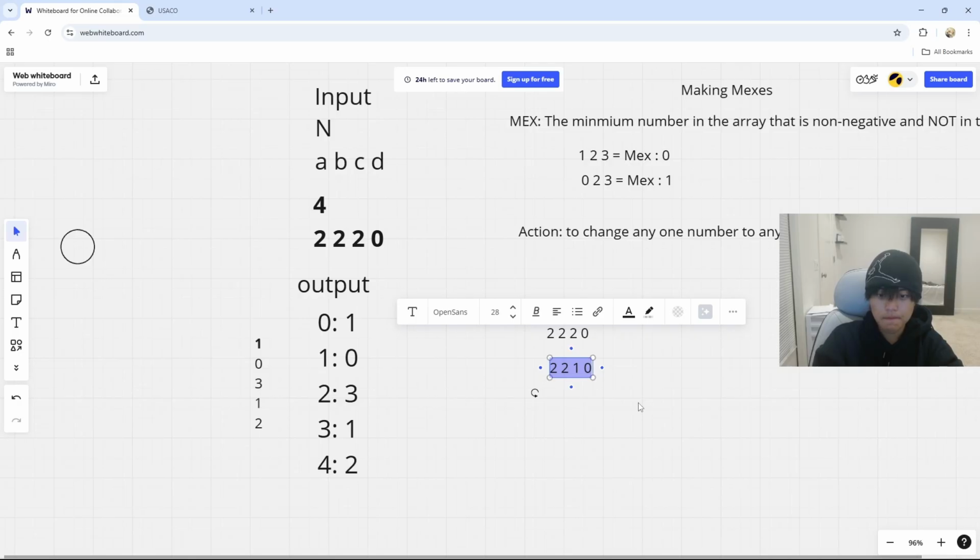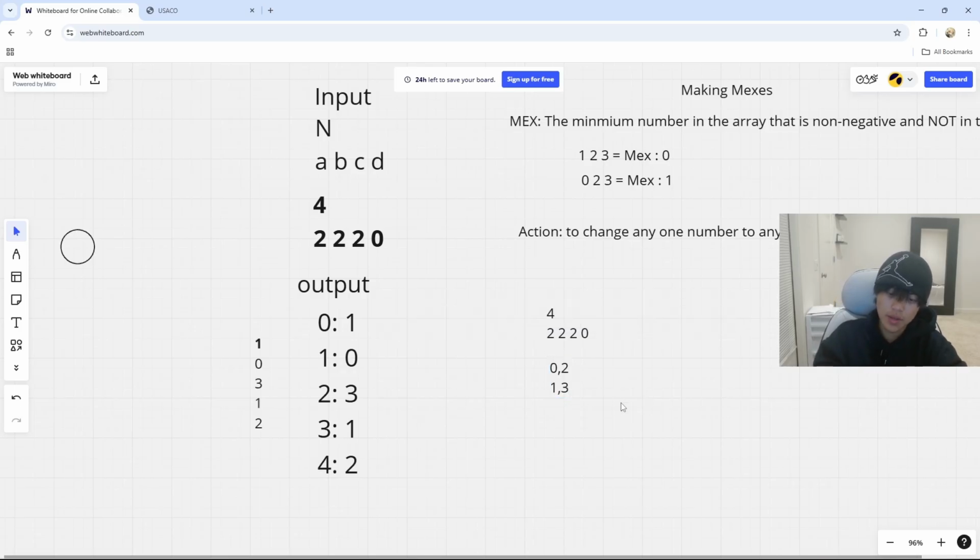Again, 4. This time the answer would be 2. Again, we have a 0. We don't have a 1. We don't have a 3. We have a 2. So we need to get 1 and 3 and keep 0 and 2.